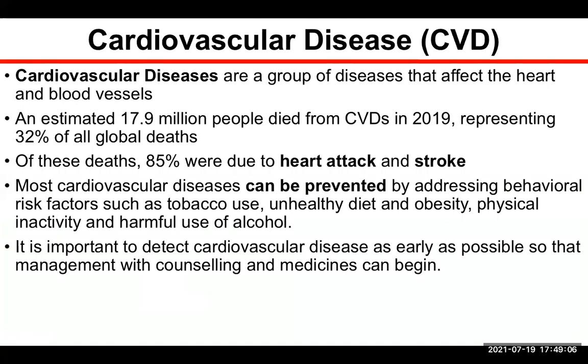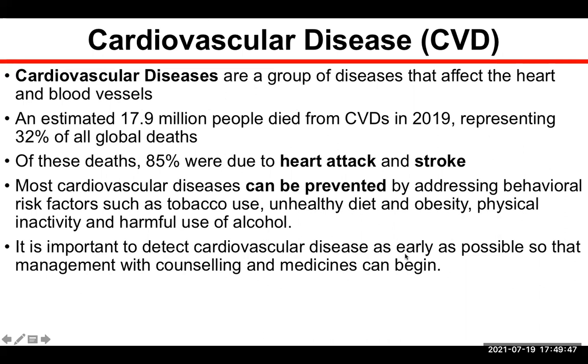Cardiovascular diseases are really a group of diseases that affect the heart and blood vessels. It's estimated that almost 18 million people in 2019 died from cardiovascular related diseases. Of all the reasons why people die in the world, this accounts for 32% of all global deaths. So that's 1 in every 3 people that died from cardiovascular disease. That's quite a bit. And when you actually look at the proportion of those deaths, the majority of them were due to heart attack and stroke, which I'll go ahead and talk about what those are.